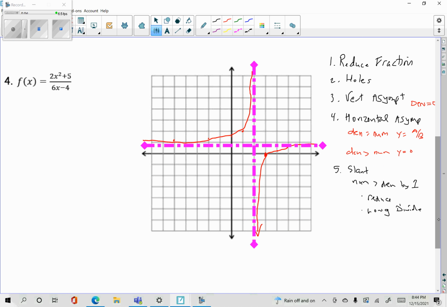Okay. All right, so next one, factor top, factor bottom, cancel. Can't do that. So there are no holes. Does not exist. Vertical, we take the bottom. 6x minus 4 equals 0. 6x is 4. X equals 4/6, or 2/3.